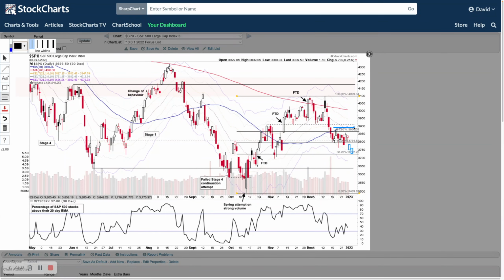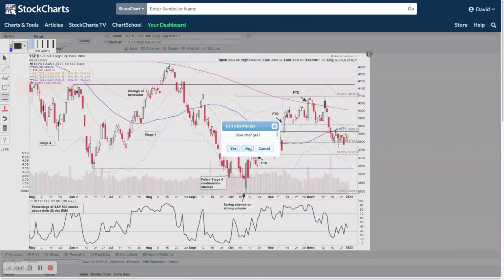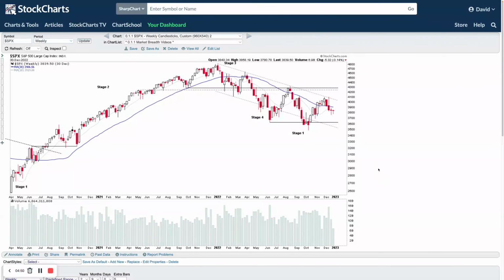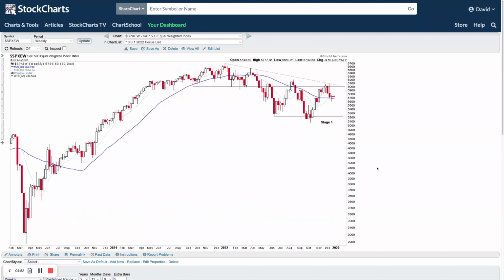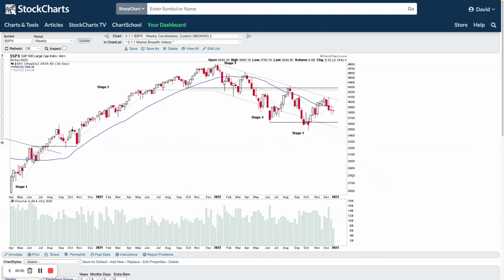It needs to start getting back above this 50-day moving average once more here. So move on to the S&P 500 equal weighted index, which gives you a slightly different picture than what we can see in the main index. I've talked about this before on previous videos. You can see the major index here is weighted differently. The mega caps have a much bigger impact on this.